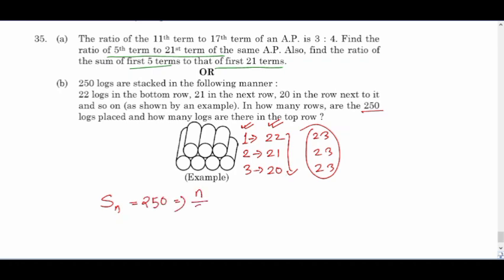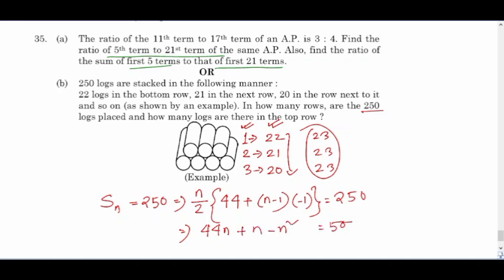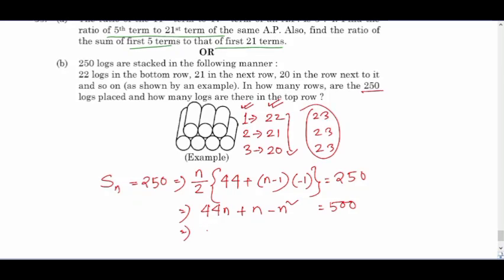Suppose n/2 formula applied: 2a, first term is 22, that is 44, plus n minus 1 into d, d is minus 1, equal to 250. So here 44n, and this is 1 minus n, that is n minus n square, equal to 500. Then n square minus 45n plus 500 equal to 0.